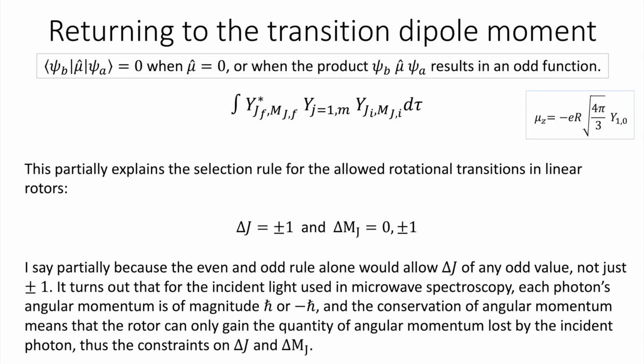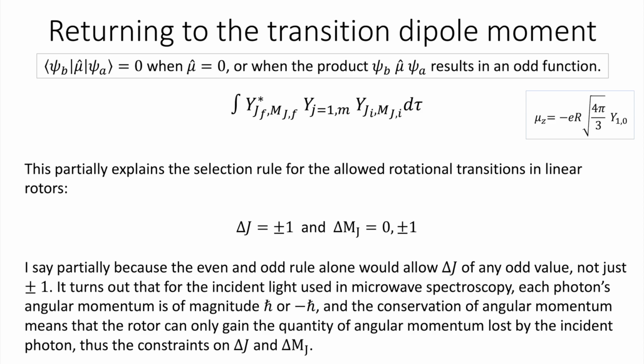Well, it turns out we need another piece of information, and it's spin. Spin's coming up again. The incident light used in, for example, microwave spectroscopy to excite a transition in the rotational state, each photon's angular momentum has a magnitude. Photons have energy due to their wavelength. Shorter wavelengths mean a higher energy light. But photons also have an angular momentum due to spin.